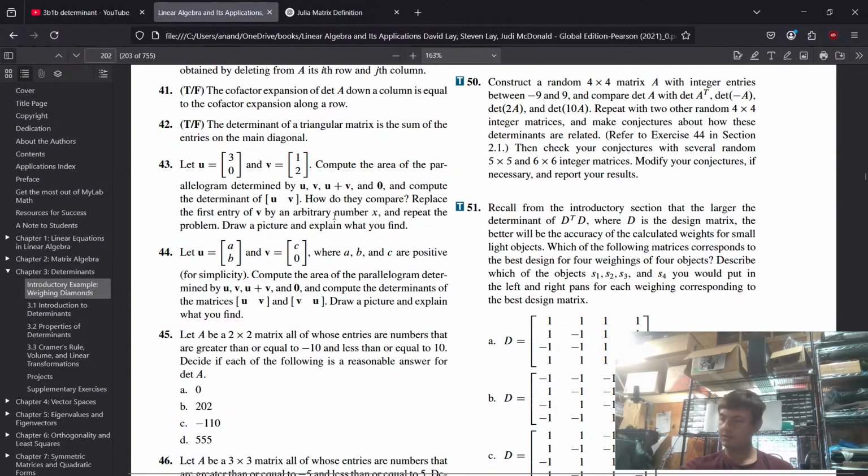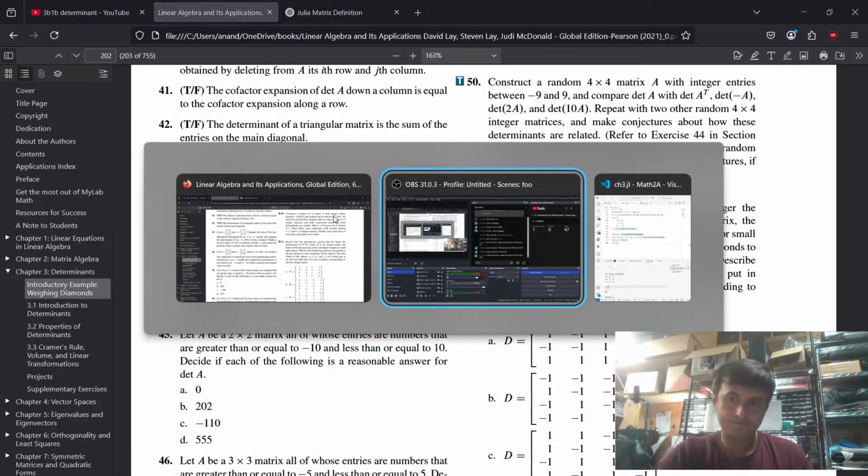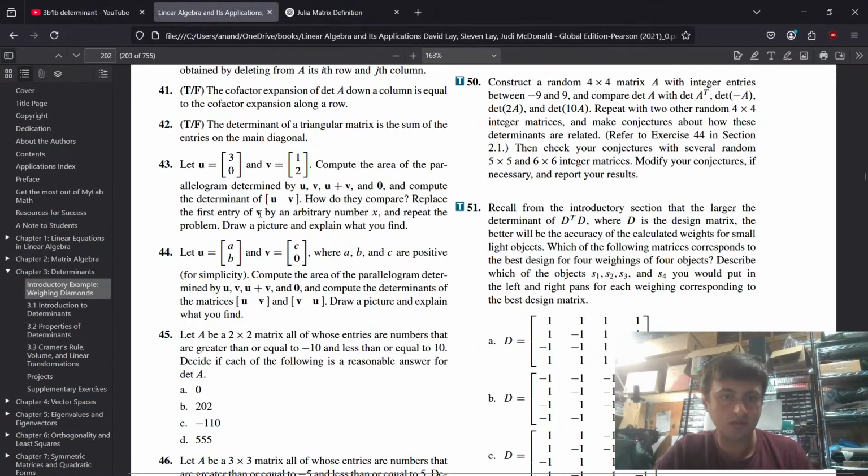We want to do 43. No, we already did 43. We did 43 at the beginning when Anjana asked it. Okay. 44, we don't need to do 44.